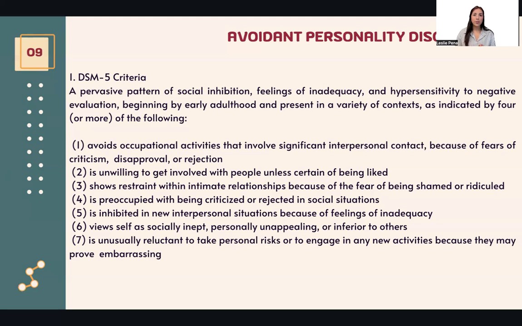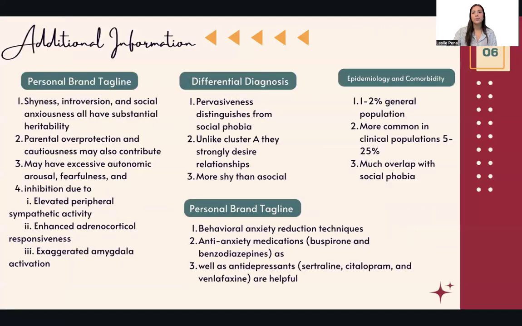It is present by 4 or more of the following. They avoid occupational activities that involve significant interpersonal contact because of fears of criticism, disapproval, or rejection. Unwilling to get involved with people unless they're certain they're going to be liked. Show restraint with intimate relationships because they have a fear of being shamed or ridiculed. Preoccupied with being criticized or rejected in social situations, inhibited by new interpersonal situations because of feelings of inadequacy, views self as socially inept, personally unappealing, or inferior to others, and is usually reluctant to take personal risks or engage in new activities because they might prove embarrassing.